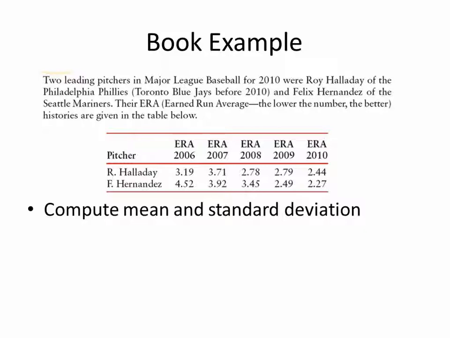So if you add all these numbers up and divide by 5, we're going to get 3.12 for the mean. And I'll leave it as an exercise for you to compute the standard deviation by hand, but it happens to be 0.438. I'm going to round that to 0.44. The units are earned run average. Okay, so those are his numbers, fine.